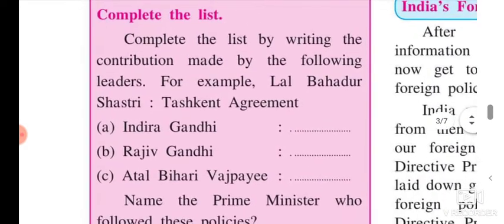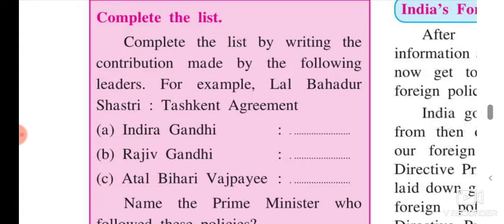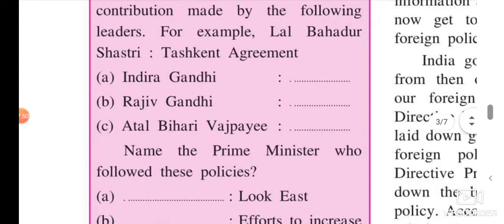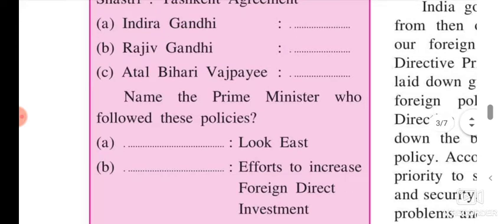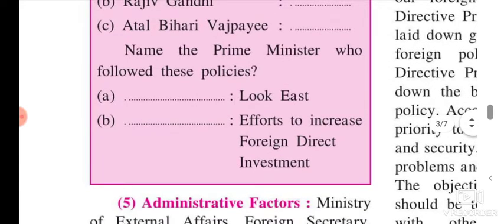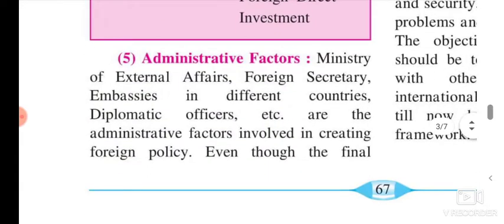We have another activity here. Complete the list by writing the contributions made by the following leaders. For example, Lal Bahadur Shastri, the Tashkent Agreement. So you should fill for Indira Gandhi, Rajiv Gandhi, Atal Bihari Vajpayee. Name the Prime Minister who followed these policies. We have localized efforts to increase foreign direct investment. Complete the activity that helps you in learning the chapter more in detail.